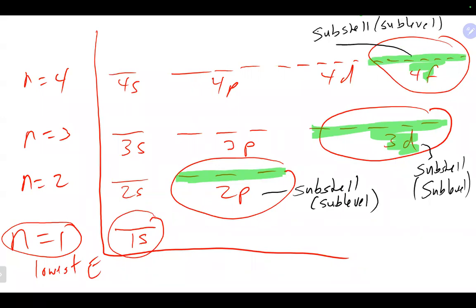When we talk about s orbitals, because there's only one s orbital, it's just considered an orbital. It's not a subshell or sublevel because there's just one of them.